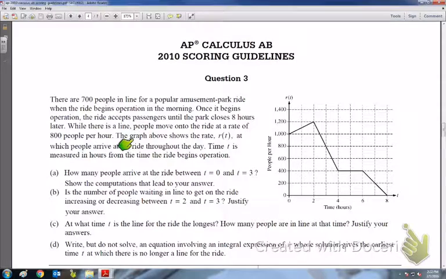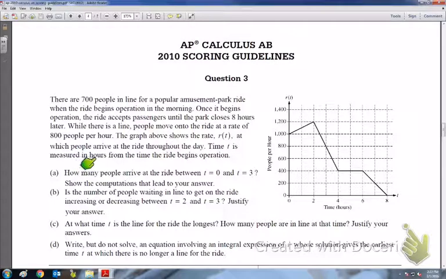It says the graph above shows the rate r of t at which people arrive at the ride throughout the day. So here's the graph. People are arriving at a rate of 1,000 people per hour when it opens, gets up to 1,200 people per hour when it's been open for 2 hours, goes down to only 400 people per hour by the 4th hour, and so on and so forth. It says time t is measured in hours from the time the ride begins operation.